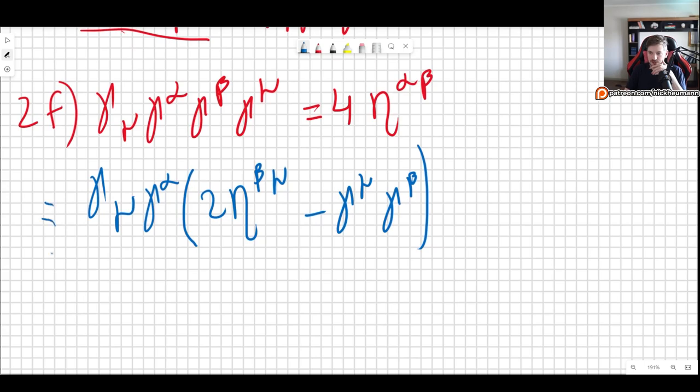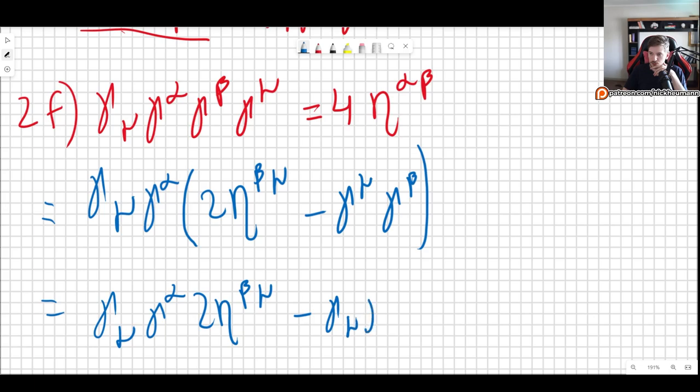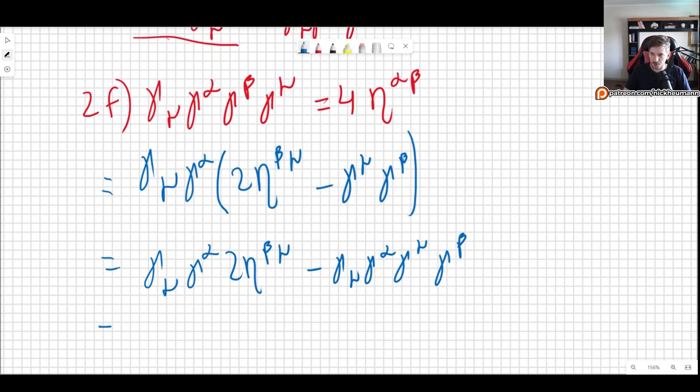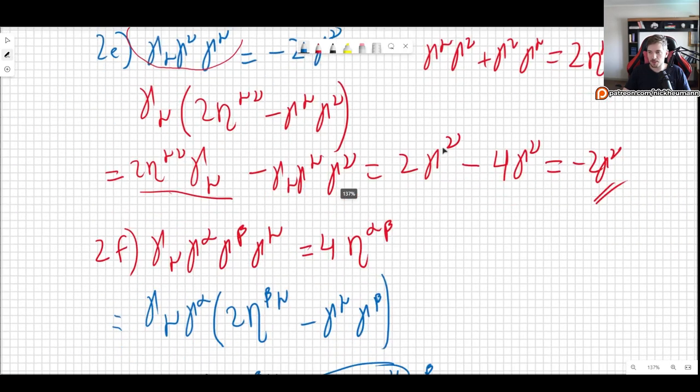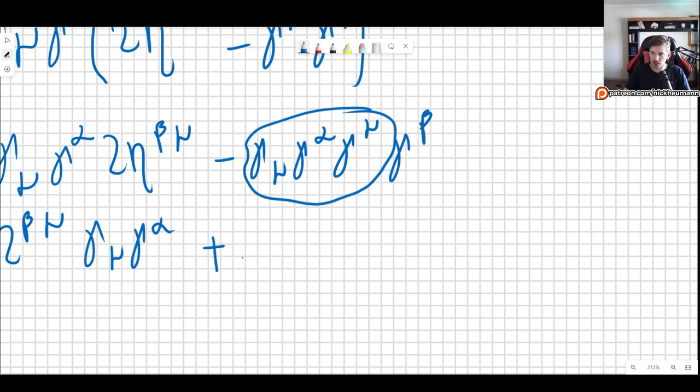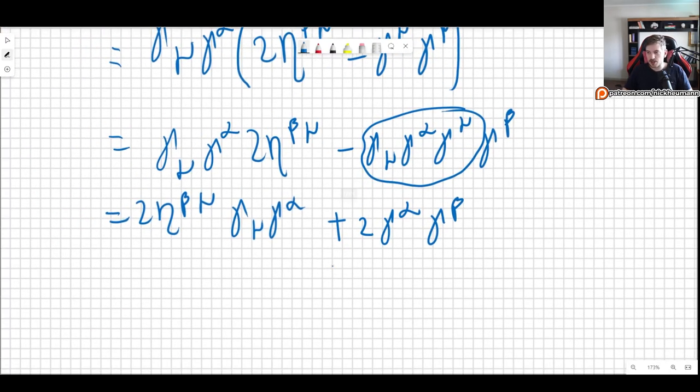Now let's multiply through. So this is equal to gamma mu gamma alpha times 2 eta beta mu. I could have moved it to the front. I probably should have, but whatever. Minus, and then we have gamma mu gamma alpha gamma mu gamma beta. Okay, so the first part, what is this? Here we can move this thing to the front, so we get 2 eta beta mu gamma mu gamma alpha, and then we have this expression, which is exactly what we just showed in part E, that it is minus 2 times the matrix in the middle. So this is minus 2 times, so we get plus 2 times the matrix in the middle, which is gamma alpha times gamma beta. Okay. All right.